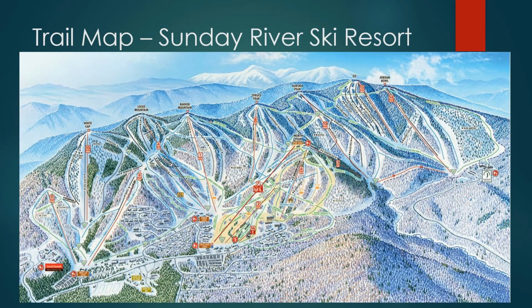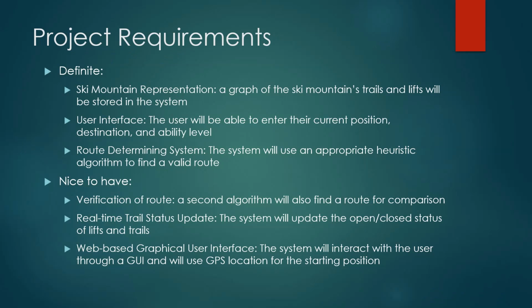Here's a map of the Sunday River Ski Resort. It's big. There are 140 some trails, 8 mountains, 18 lifts, so it is sometimes hard to navigate.